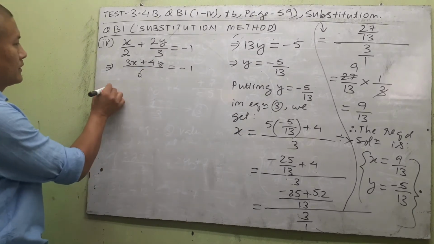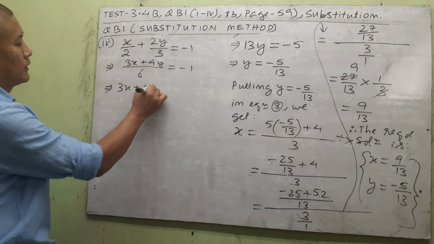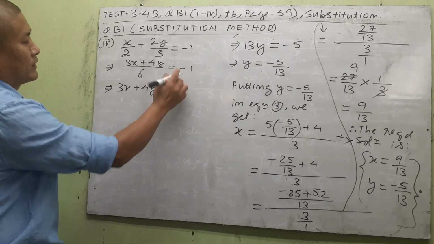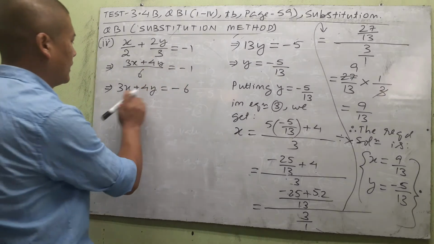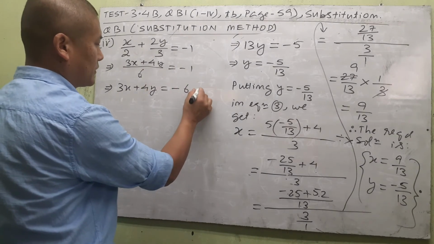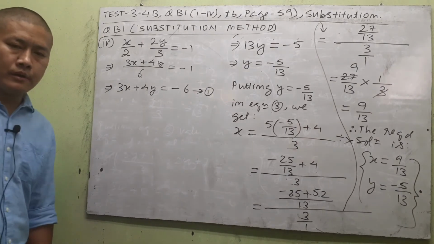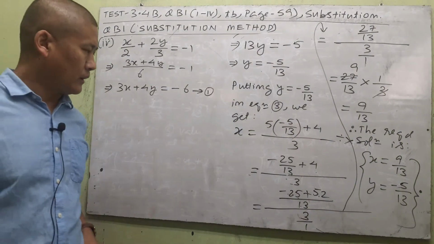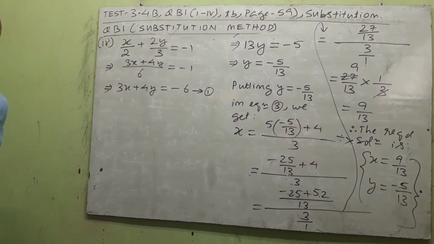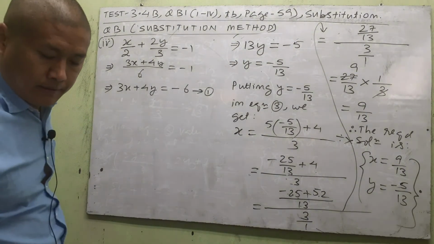Next, so you're going to get here 3x plus 4y. So plus and minus, minus. 6 1s are 6. 6 will go up and multiply this. 3, 4, 6 has no common factor. So we can put that one as equation 1. So if we put it with no denominators, maybe it's easier. So I'm just doing it like that. Okay, equation 1.